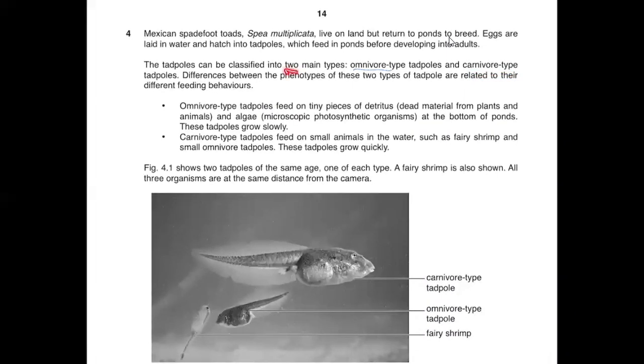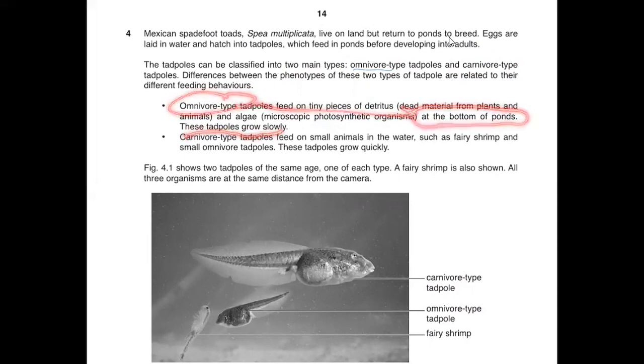Not three types, two main types. So there are omnivore type and carnivore type. These are the two types of tadpoles here. The difference between the phenotypes of these two tadpoles is related to their different feeding behaviors. Now, what is the omnivore type doing? The omnivore type is feeding on tiny pieces of detritus. What is detritus? Detritus is the dead material from plants and animals. It basically feeds on two things: algae, which are microscopic photosynthetic organisms, and detritus at the bottom of the ponds. And they grow slowly. So we know the omnivore type.